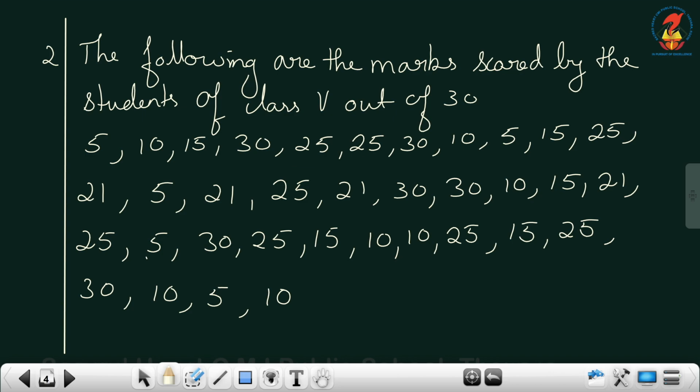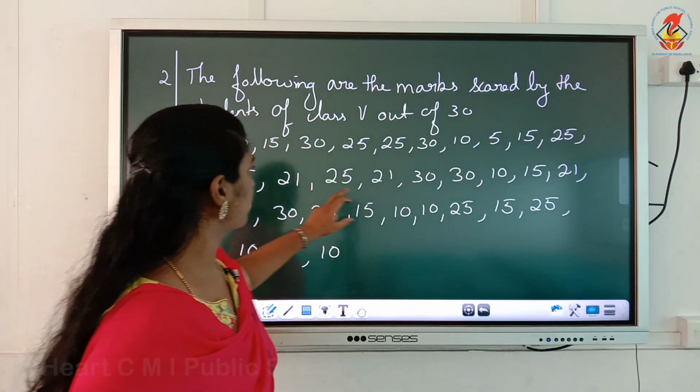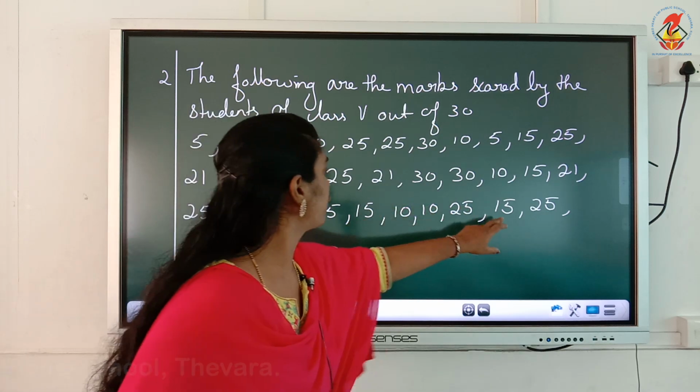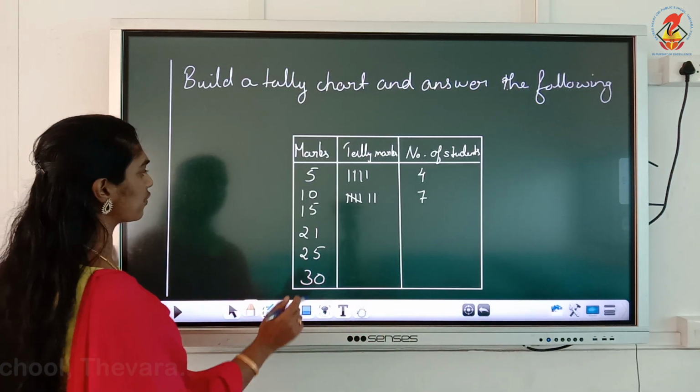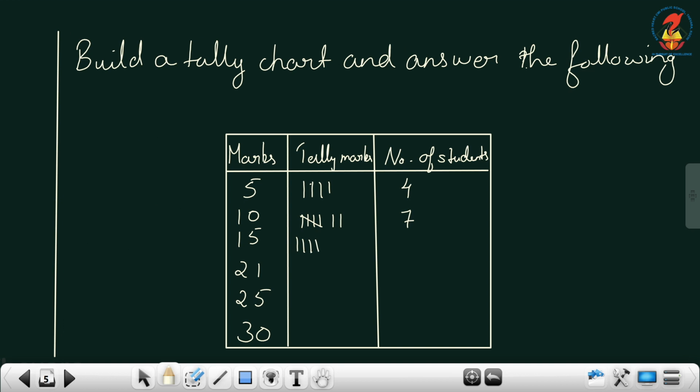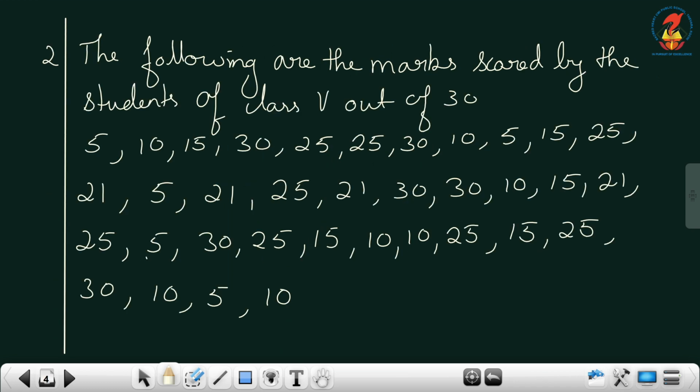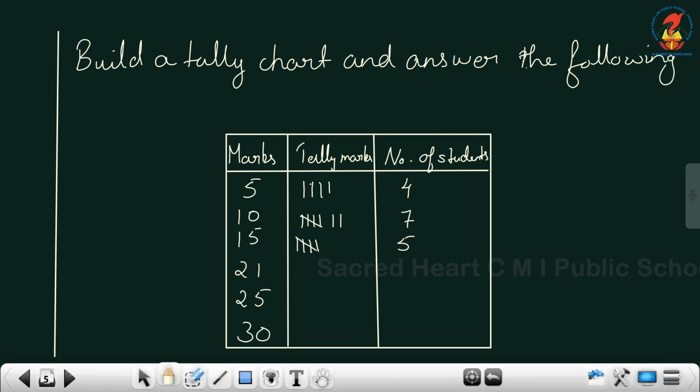1, 2, 3, 4, 5. So, 5 students have got 15 marks. So, 1, 2, 3, 4, 5. You can write 5 here. Next, we will see how many students got 21 marks. First line there is nothing. Second line 1, 2, 3, 4. 4 students have got 21 marks. So, 1, 2, 3, 4. Write 4 here.